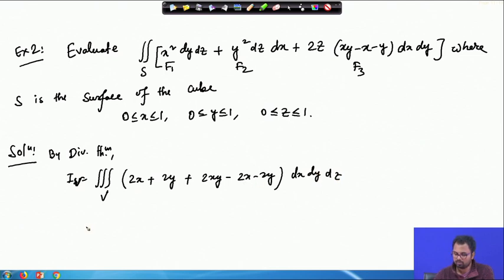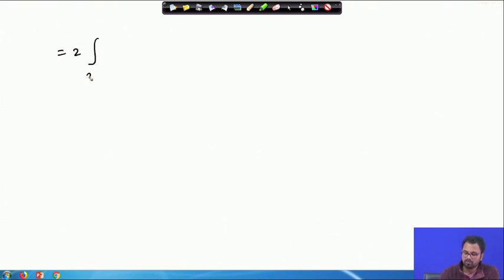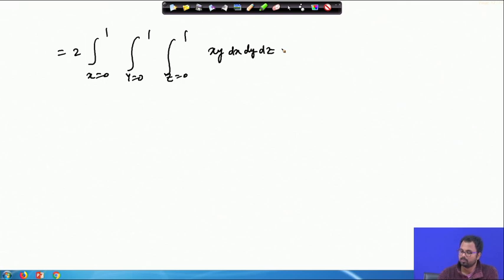So, 2x will be cancelled, and then this will be 2 times the volume integral of xy dx dy dz. Now here we have to substitute the values for x, y and z. Since it is a volume integral, our x will vary from 0 to 1, y will vary from 0 to 1, and z will vary from 0 to 1. Then we have xy dx dy dz. First we integrate with respect to z, and the value will be 1 when z is 1. So, this is just 2 times the integral with x running from 0 to 1, y running from 0 to 1, of xy dx dy.